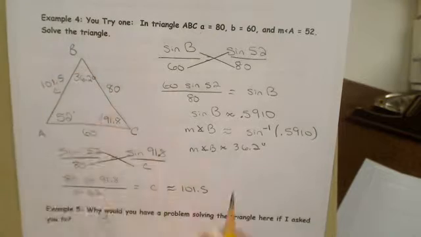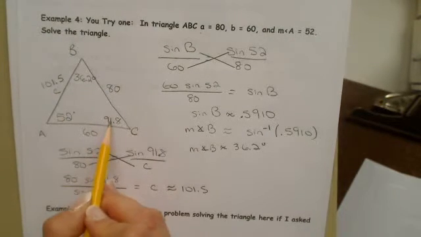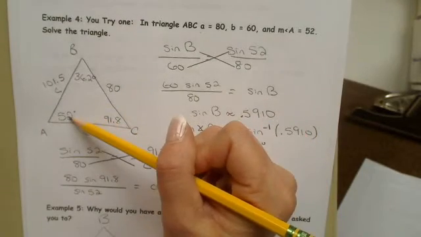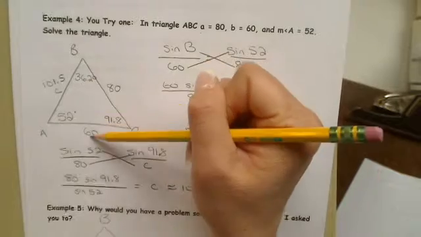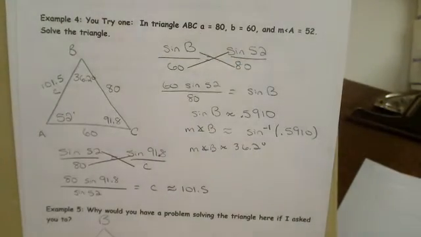Let's check our answers. Reasonable. Largest side, opposite largest angle. Okay, middle side, opposite middle-sized angle. And smallest side is opposite smallest angle. So our answer is reasonable and the triangle is solved.